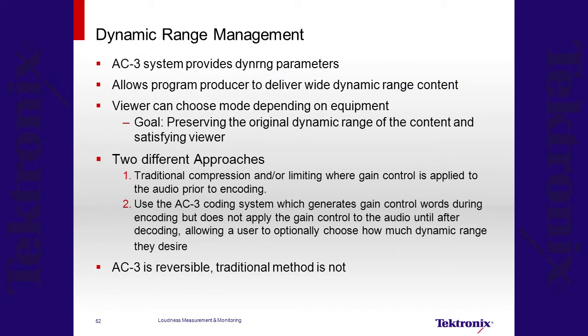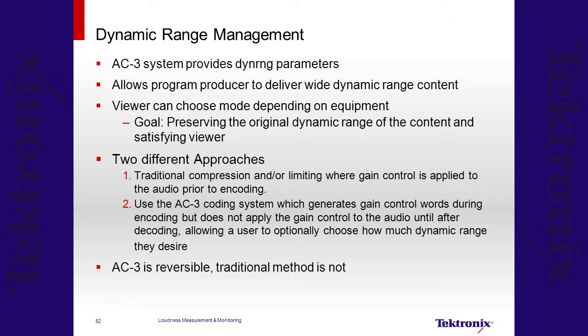The Dolby AC3 system provides these dynamic range parameters that are part of the audio encoding process. This allows the program producer to deliver a wide dynamic range for the audio within the content. The viewer at home can choose the mode depending on the type of equipment they're using. The overall goal of this type of dynamic range management is to preserve the original dynamic range of the content and provide the viewer with the choice.